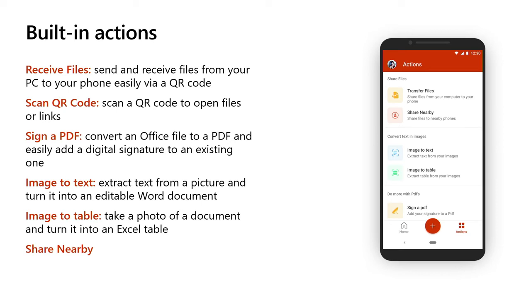Transfer files allows you to just connect to a desktop by scanning a QR code and transfer files. Share nearby allows you to detect a phone nearby and share phone to phone, using the peer sharing mechanism. Phone to phone, you can share files, right?